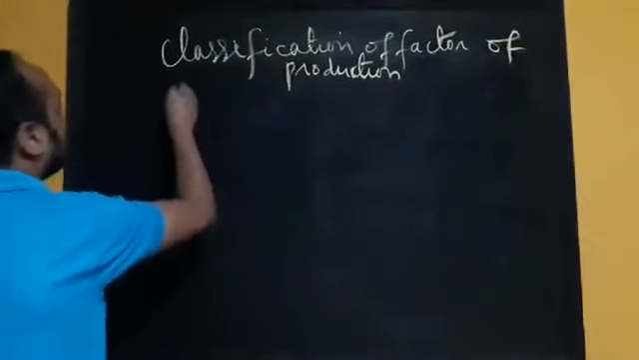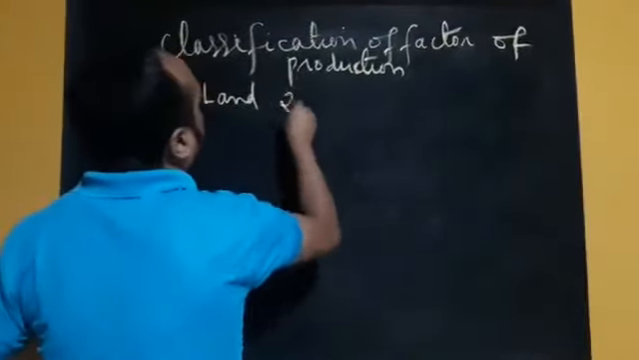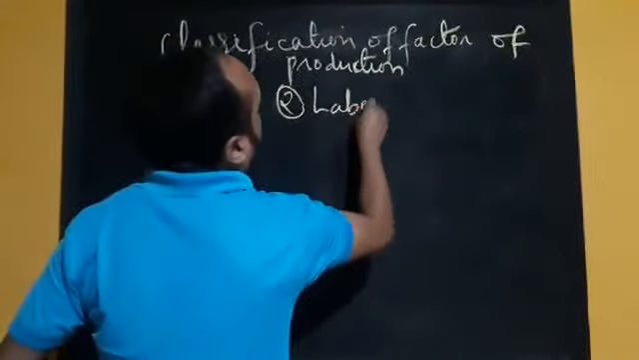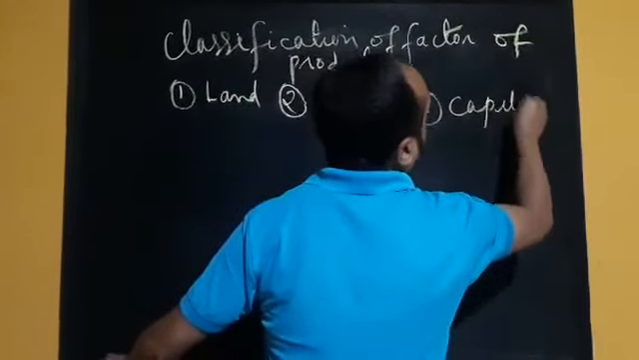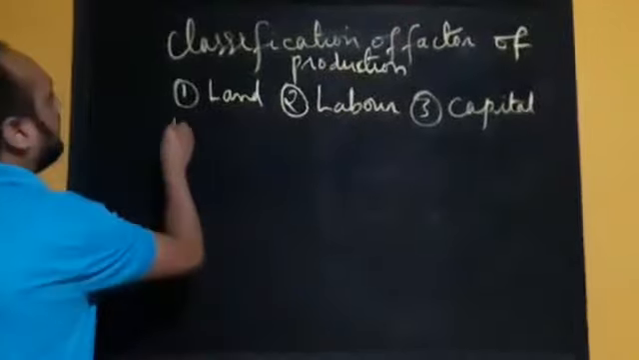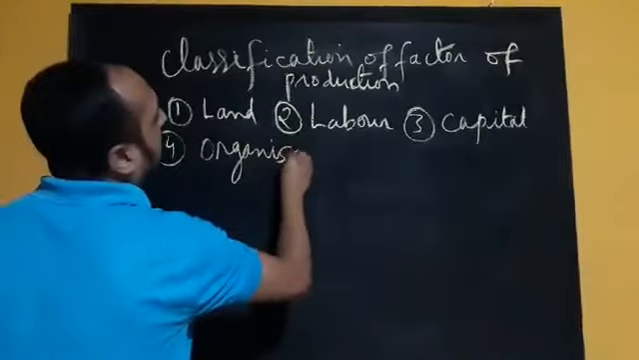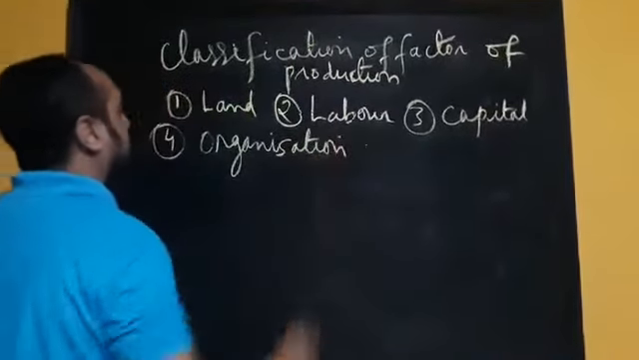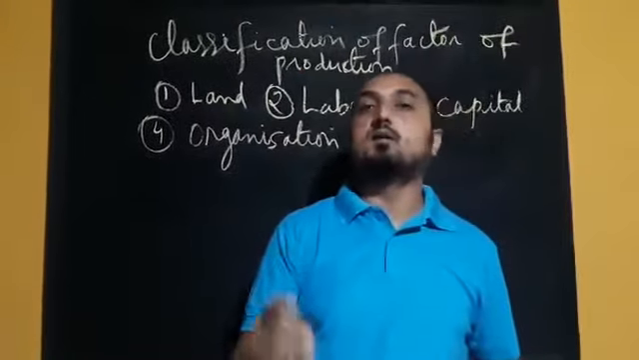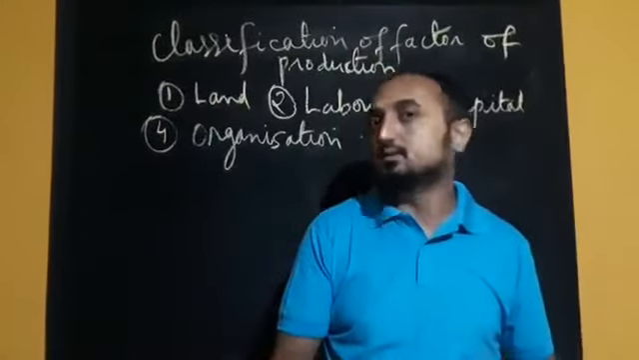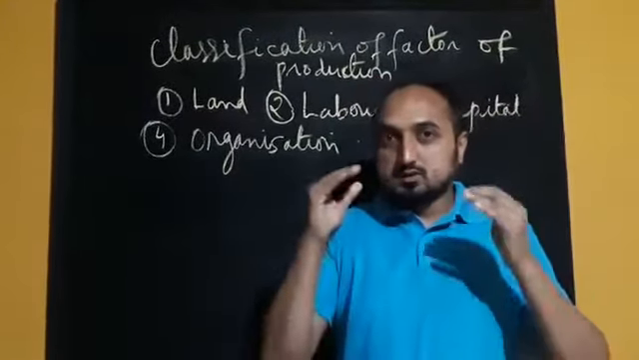Number one, we have land. Number two, labor. Number three, capital. And number four, organization. Okay, so there are four factors of production: land, labor, capital, and organization, and organization is also called an entrepreneur.